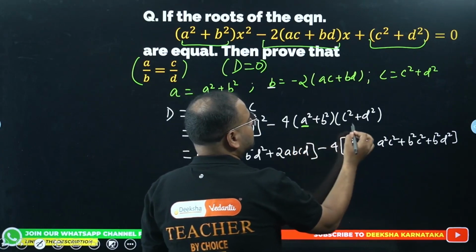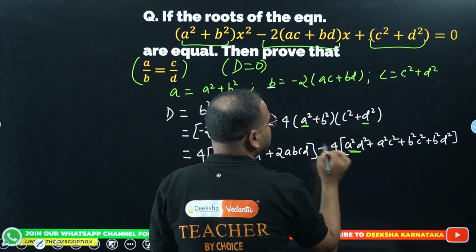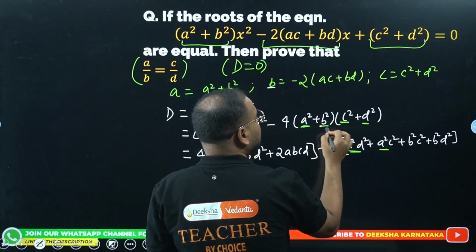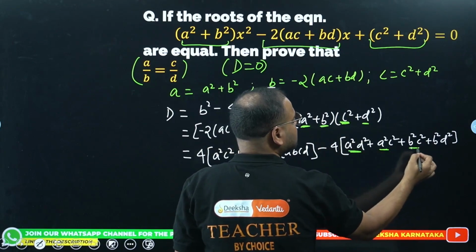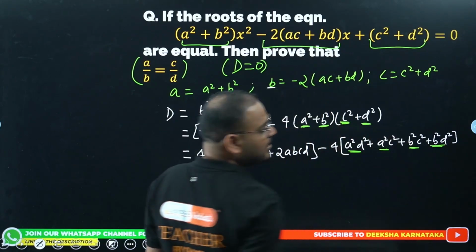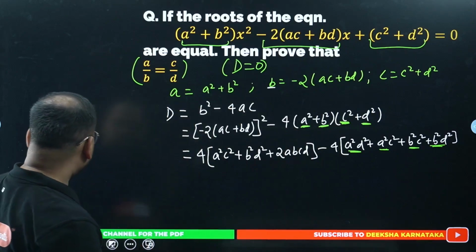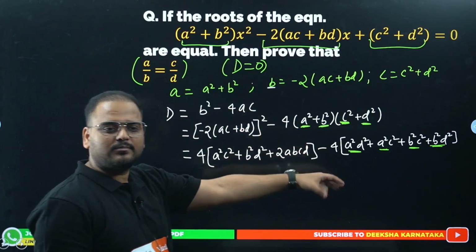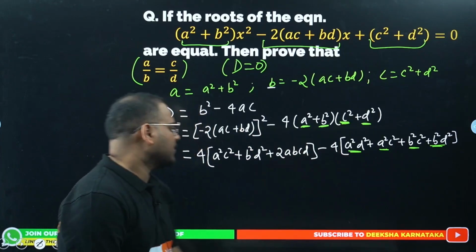If you would like, I can repeat again. Multiply a square with d square, so a square d square. a square with c square, so a square c square. b square with c square, so b square c square. b square with d square, so b square d square. Okay. Sir, you said too much. It's okay, na? It's written on the board. You can understand and see from there. Okay.